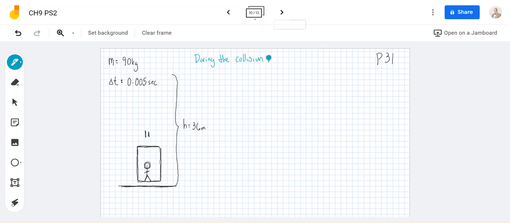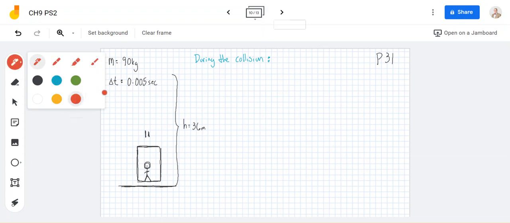the elevator is going to come to a stop, which means the person on the inside is going to come to a stop. This happens in 0.005 seconds, and right before it hit, it was moving, and then it comes to a stop. So let's figure out how fast it was moving. There's a lot of different ways you can do this. You can use an energy concept, you can use a kinematics concept. I'll do it this way.